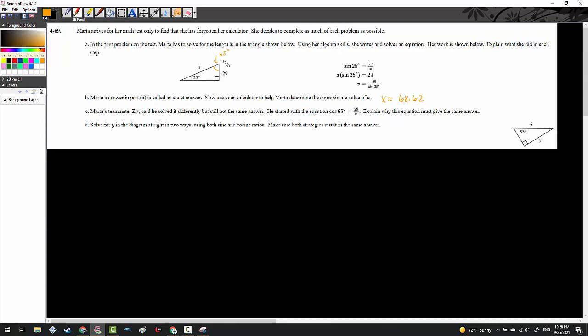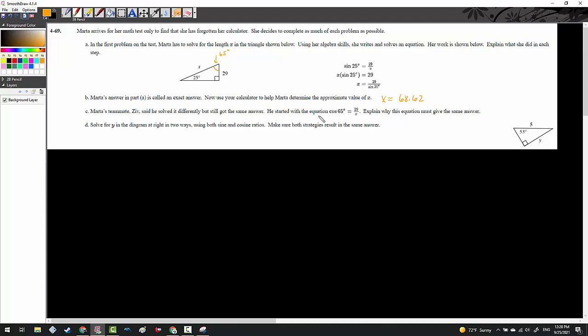Now, from the 65 degree angle, the 29 is actually adjacent to it, or next to, right? The 29 side is adjacent, and the x is still the hypotenuse, which is why he used cosine as his ratio instead of sine. So what this problem is trying to teach you is that depending on the angle you're looking at, your opposite and adjacent sides might be different.